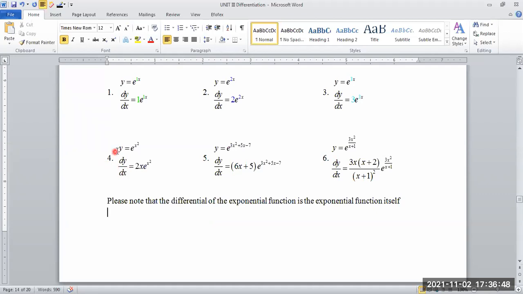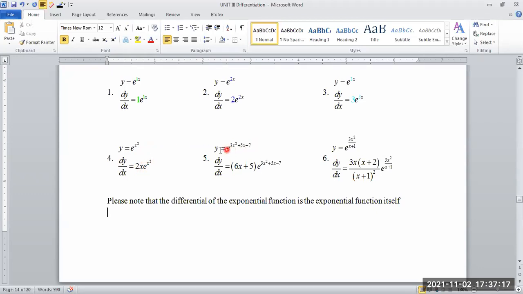Just work with me. y is equal to e to the x squared. The differential of the exponential function is the exponential function itself, so my answer must contain an e to the x squared. But what I'm going to be doing now is to differentiate my x squared. When you differentiate x squared, you're going to get 2x. That's why I have my 2x e to the x squared, and it finishes right here.